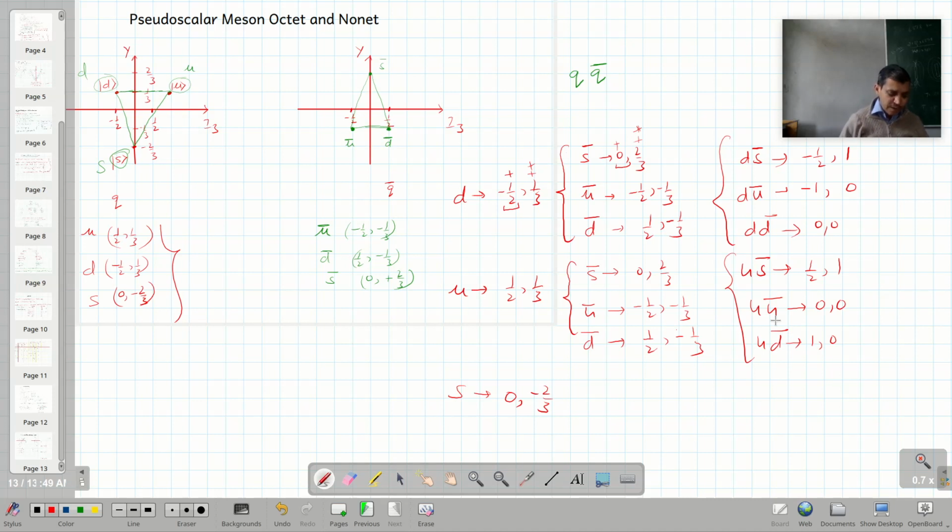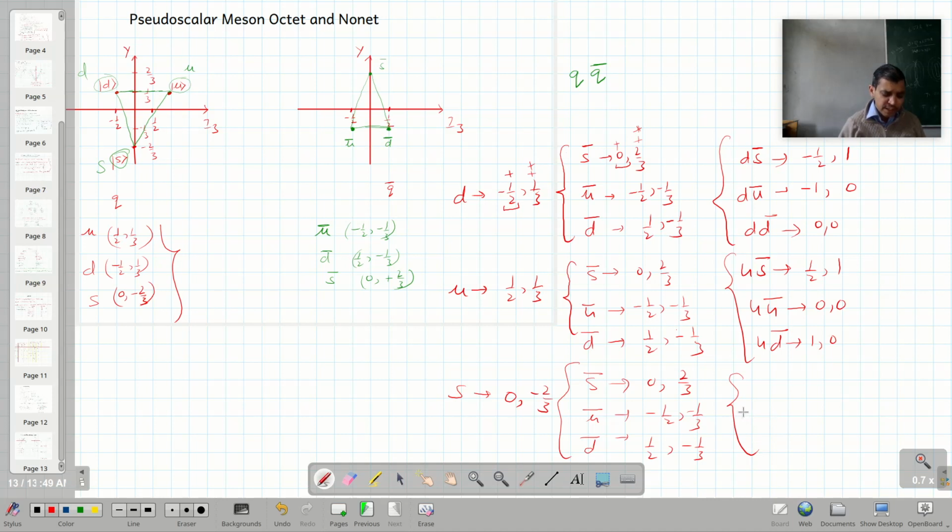Now let us go for the last one, set. So it is SU and it is T. Its value will be 0, 2 by 3, -1 by 2, -1 by 3, and it is 1 by 2, -1 by 3.